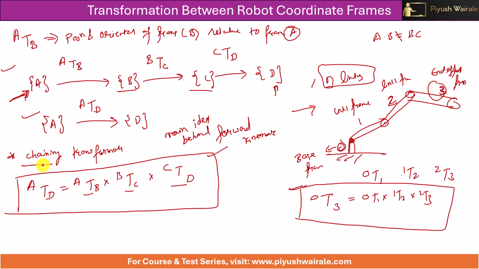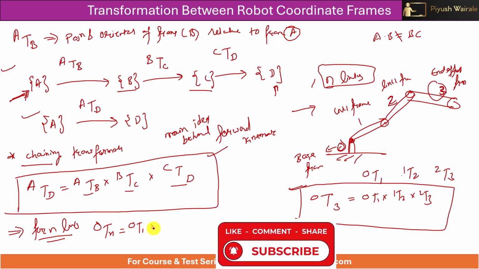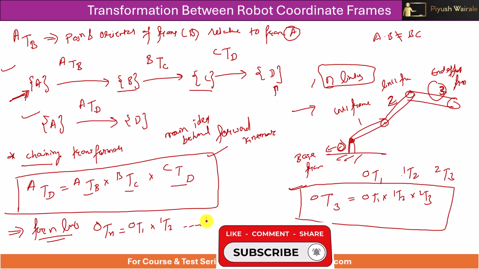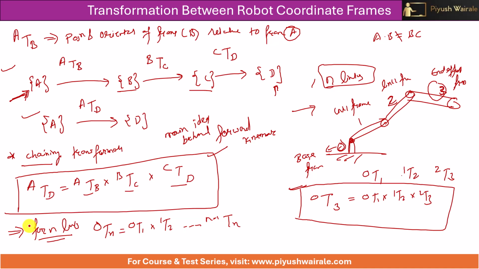Same thing if we have n number of links. Here we are dealing with 4 links only, 0, 1, 2, 3. Similarly, for n number of links, how can we write it down? 0Tn equals to what? 0T1 into 1T2 and so on till n-1Tn here. So for n number of links, the chaining transformation will be like this. I hope you understand what we have discussed in this particular slide. Kindly note it down, very important concept.